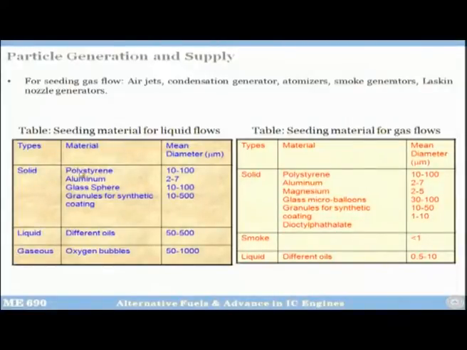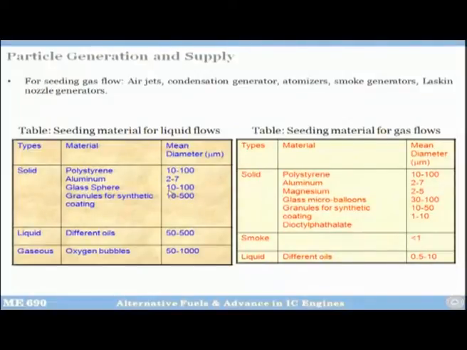Among the solids you can put polystyrene globules, aluminum dust of size 2 to 7 micron. Polystyrene is a very light, fluffy material, so you can actually go for higher diameters, 110 to 100 microns.